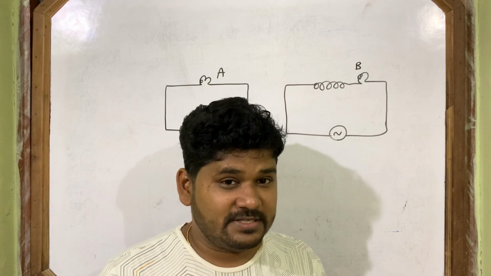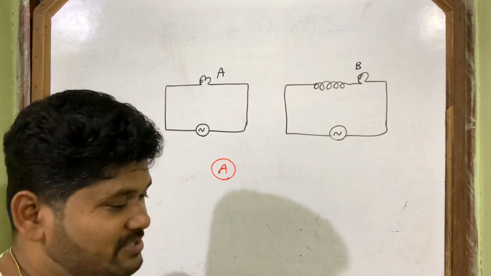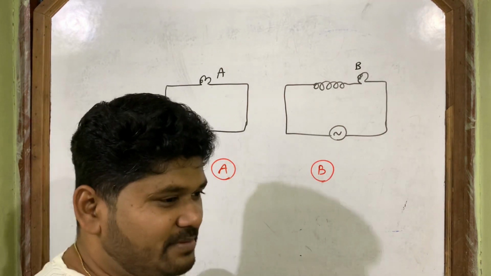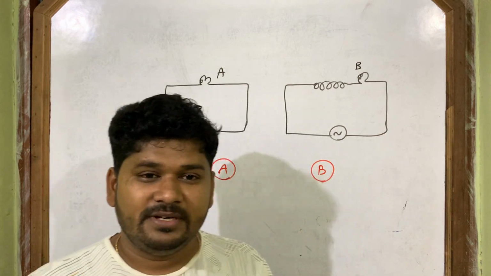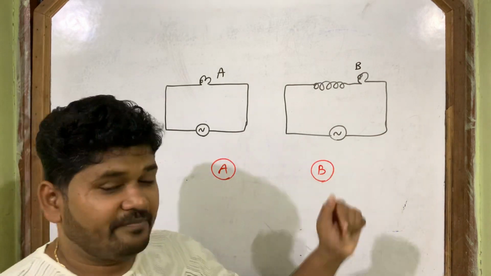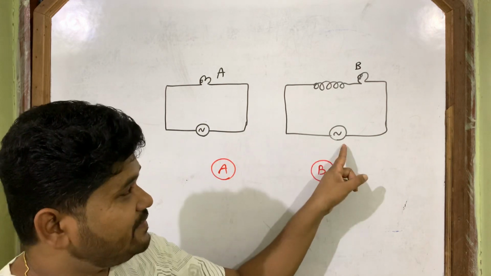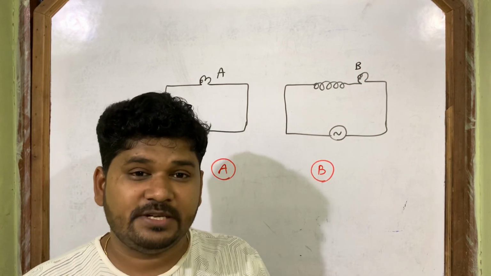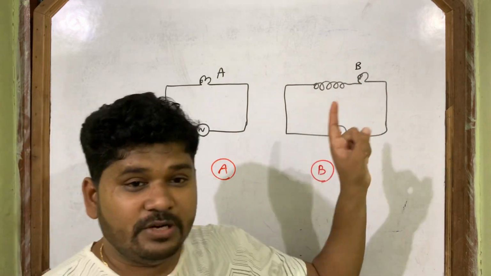Pause the video and think of the answer. Then you say the answer. So the answer is bulb B. Bulb B will still glow even after switch off. Even after switch off, bulb B will still glow for some time, maybe a fraction of a second.